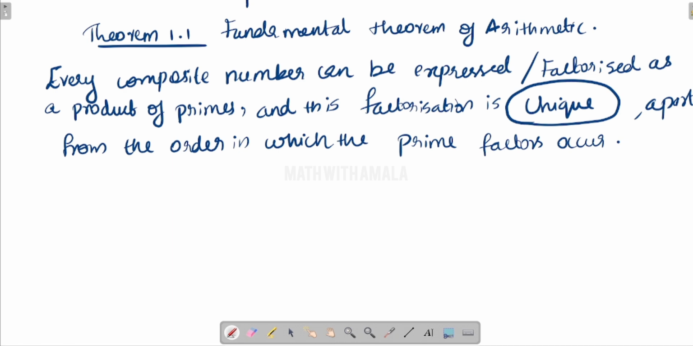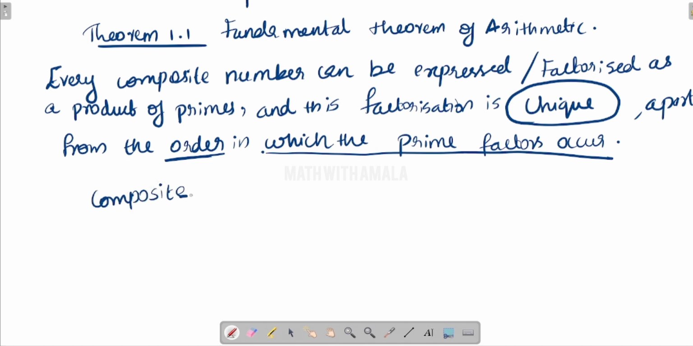What is the uniqueness? Uniqueness means whatever the composite number is, it has only one representation, or the representation is always unique. Or you can say, once the order is changed, it is unique, it will not change. Here the uniqueness and the order in which the prime factors occur are interrelated, because unless the uniqueness is maintained, the order will not be changing.